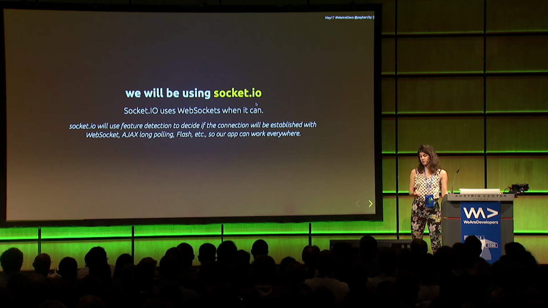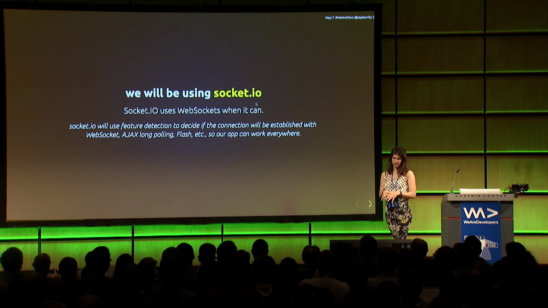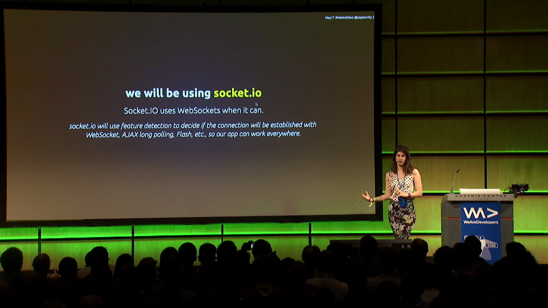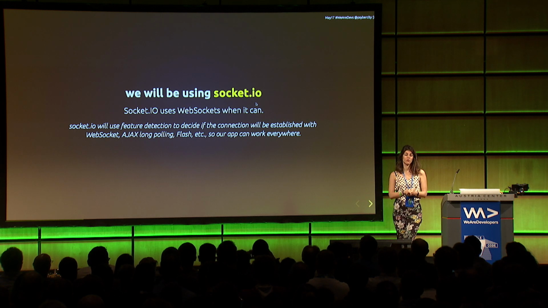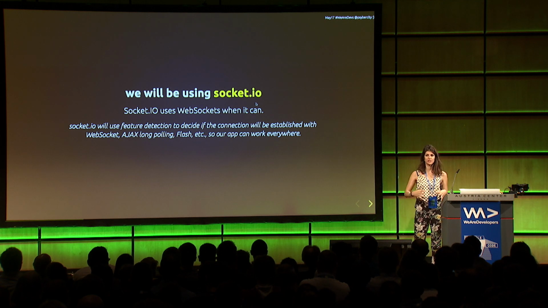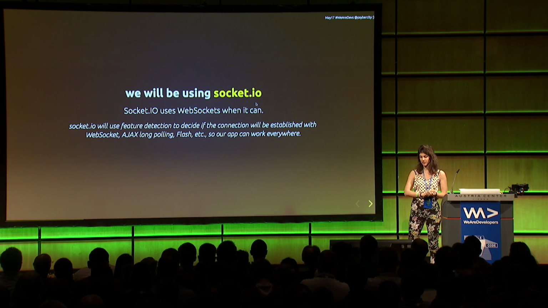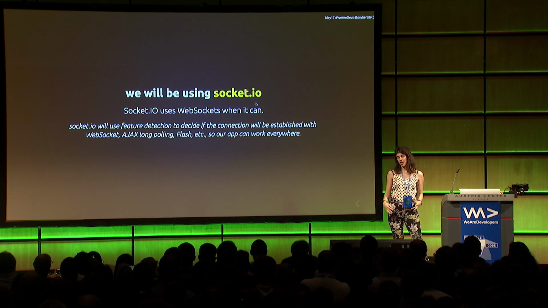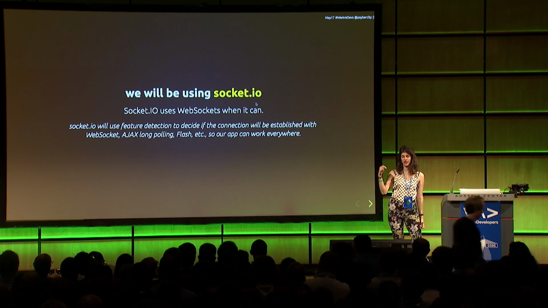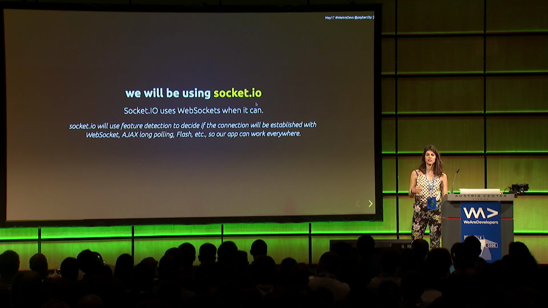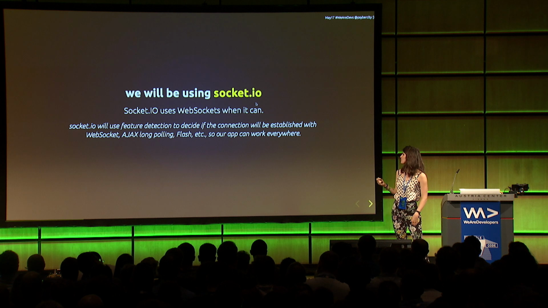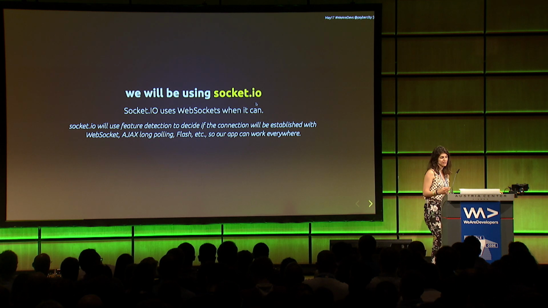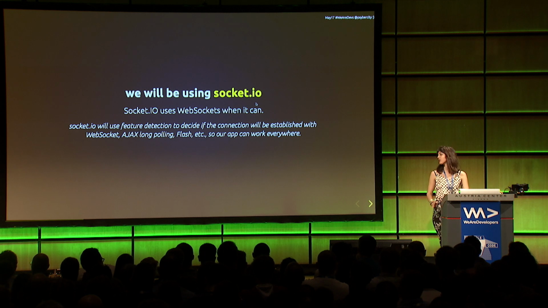So we're going to be using Socket.io to do that. Socket.io uses WebSockets when it can. So we want to make sure that we're going to establish this seamless, uninterrupted connection. Socket.io will run a feature detection, and it will tell if the connection is going to be established with WebSockets or with Ajax long polling or with Flash, etc., so it can work anywhere.